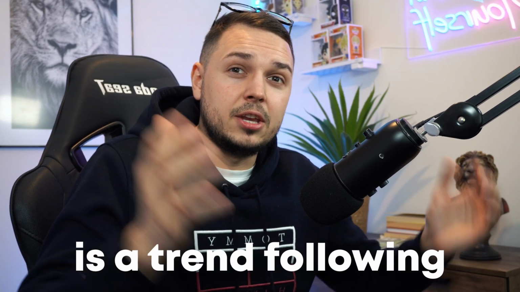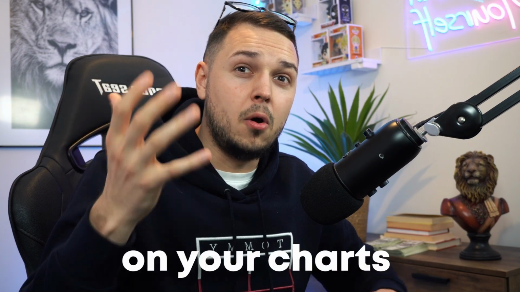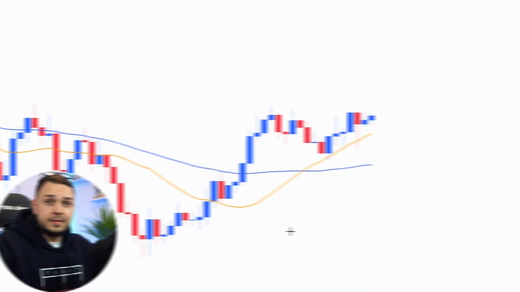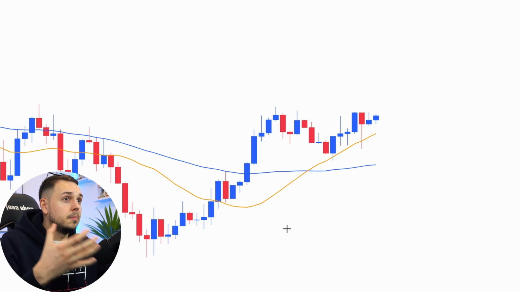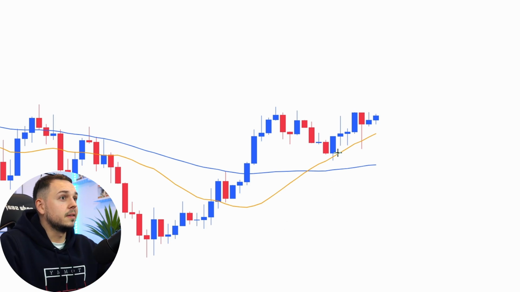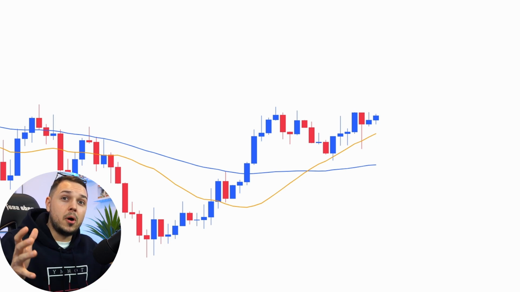Moving averages is a trend following indicator, and in my opinion, it's crucial to have it on your charts when day trading. Here's an example of me using 20 and 50 moving averages to understand the market. Candlesticks are currently respecting the 20 moving average, and we can see it just over here a couple of times. When moving averages are below the candlesticks, it shows a buying opportunity.